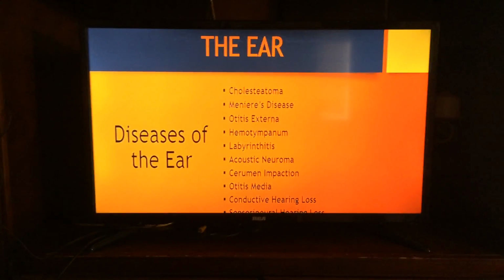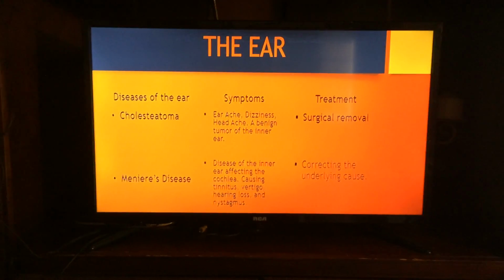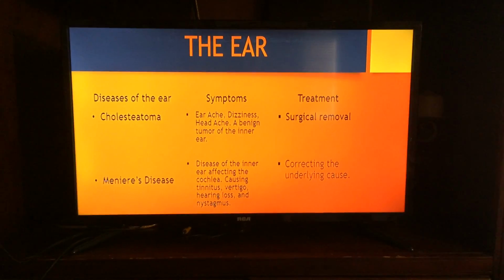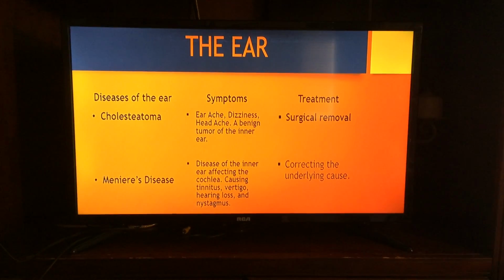And here are a few diseases of our ear. Cholesteatoma: earaches, dizziness, headache, a benign tumor of the inner ear. Surgical removal could be a treatment.